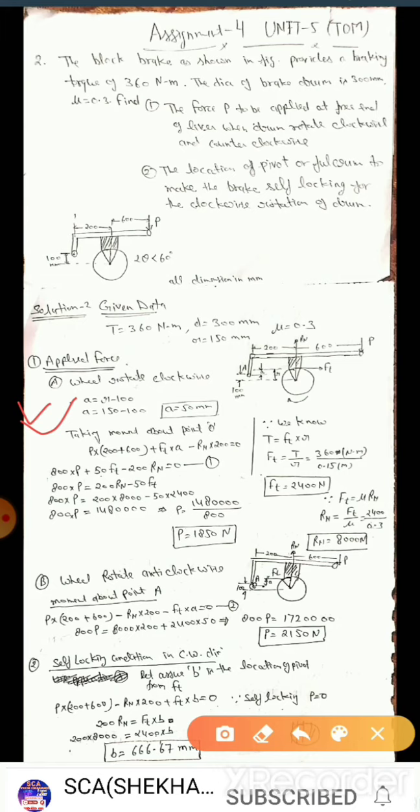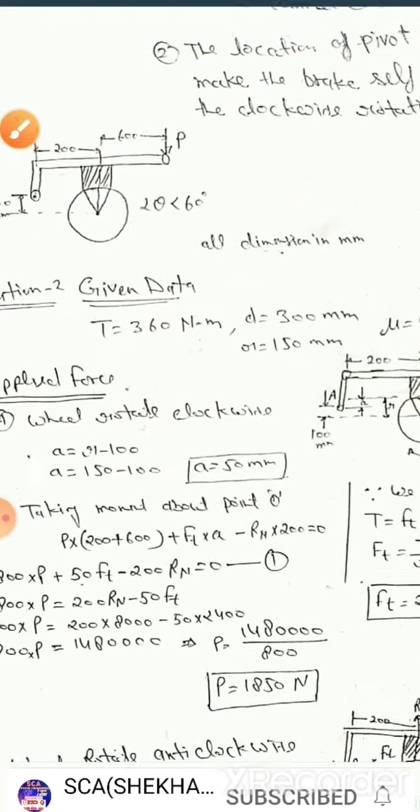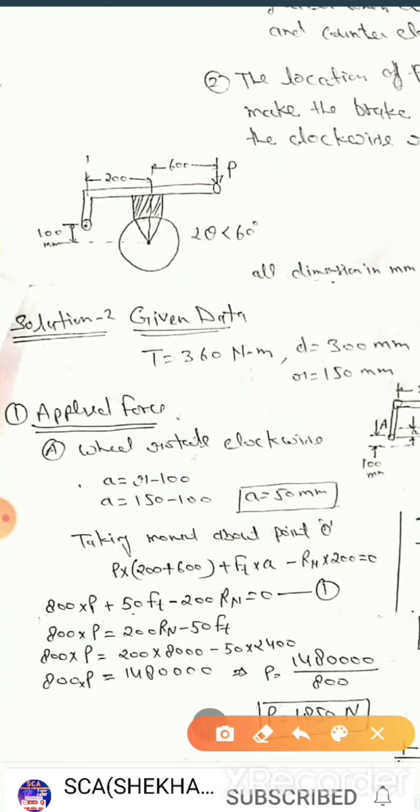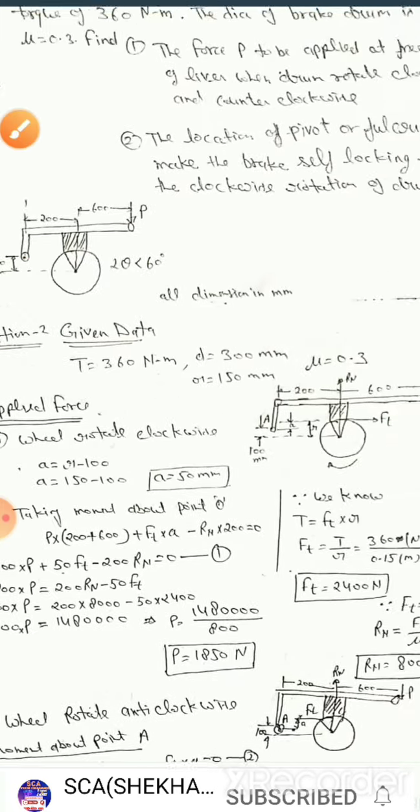So please see in the figure, this is very important. Here is the center line of rotation of the wheel, and this is point A, the pivoted point or fulcrum. The distance between these two lines is 100 mm. So this is 100 mm and the radius of the wheel is 150 mm. So there is a gap between point A and the line of action of tangential braking force.